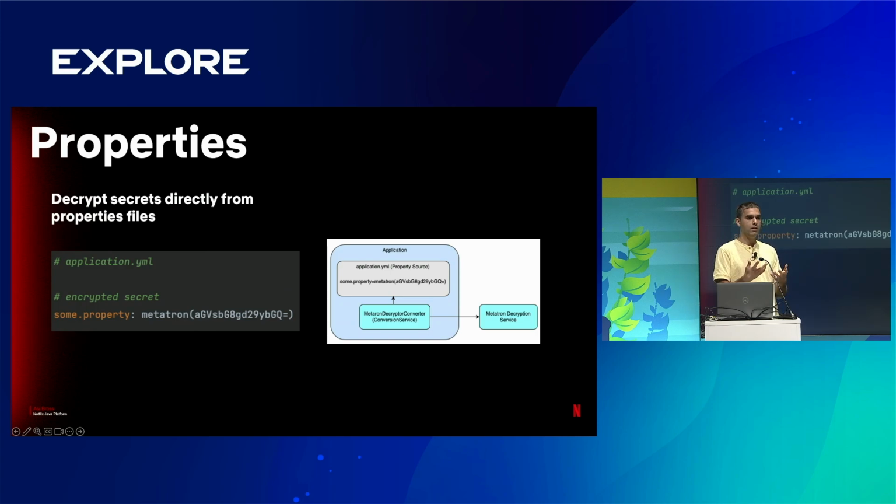We send it to the external service, and that external service, based on whether we have access to the secret or not, will return either the decrypted secret or an error, in which case we will probably just fail to start the application. The way it works is we have a specific conversion service that detects this prefix and knows, okay, this is how I handle this type of property. Any other properties, it just does not handle.